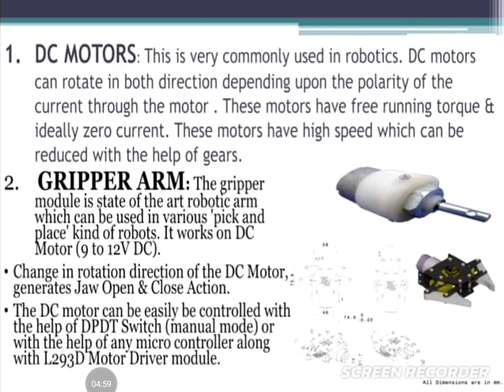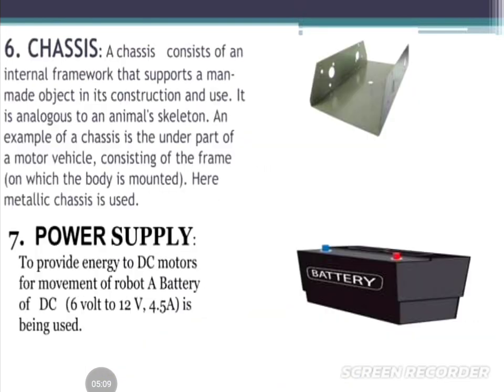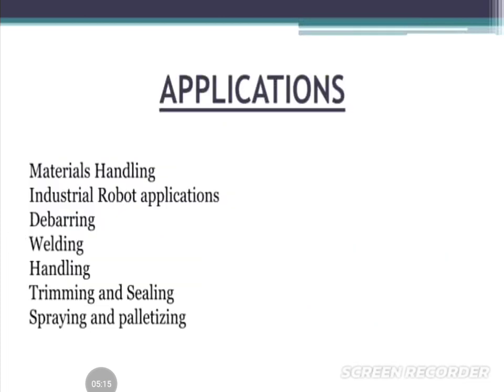The major parts of the robot are the DC motor, gripping arm, lifter assembly, tracking wheel and worm drive, chassis and power supply. These are all the major parts in the robot. The applications are material handling, industrial robot applications, welding, handling, trimming, sealing, spraying and palletizing. These are the major applications for robots.